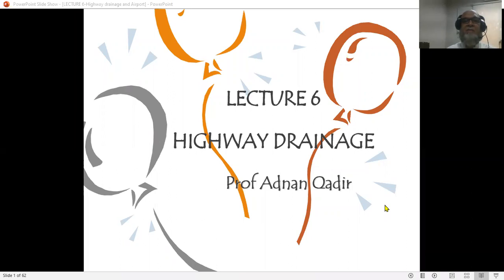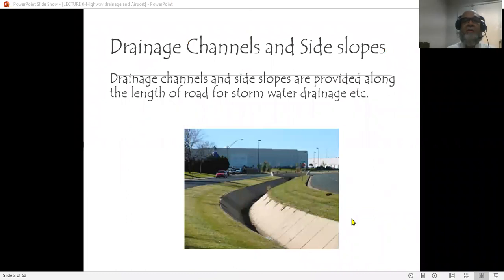This is lecture 6 and we continue with our topic on highway drainage. So one of the important structures for highway drainage are the drainage channels and obviously the side slopes. You can define drainage channels as the channels that are provided along the length of the roadway for taking stormwater drainage, or you can say rainwater from the pavement surface.